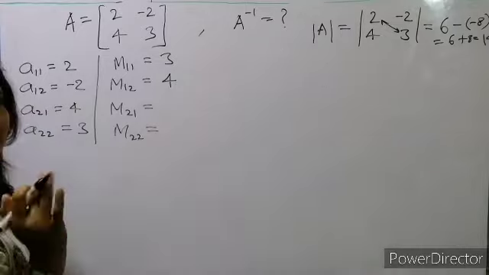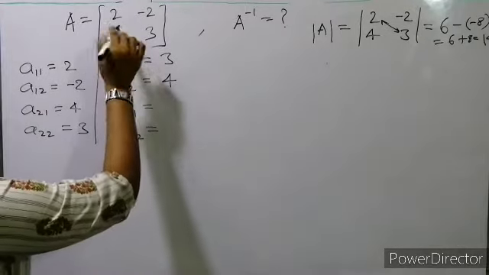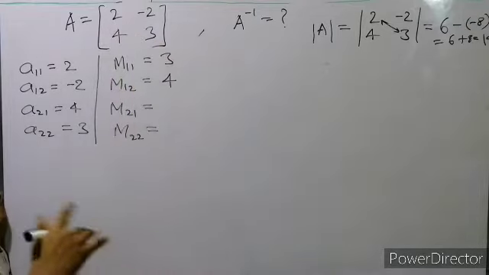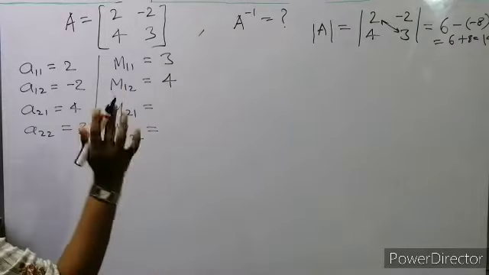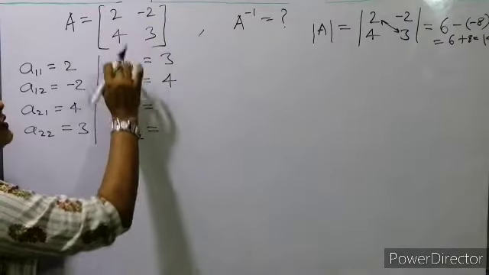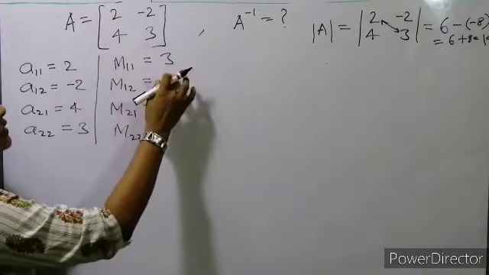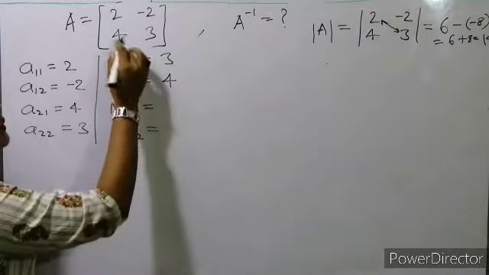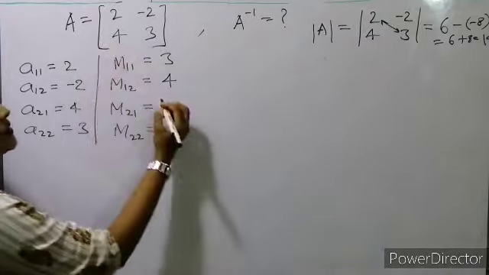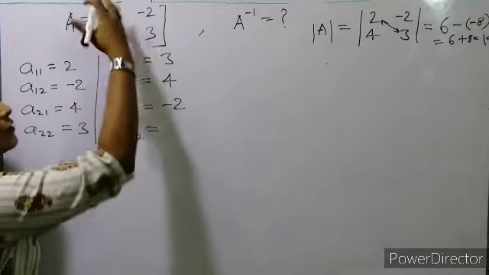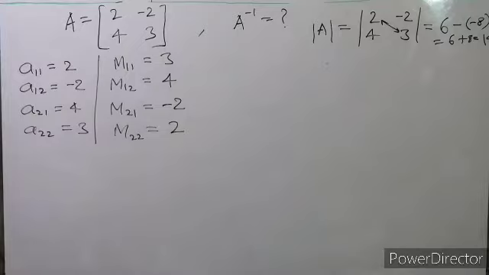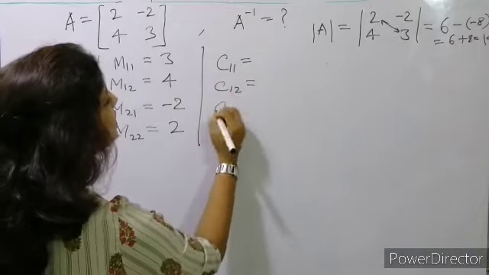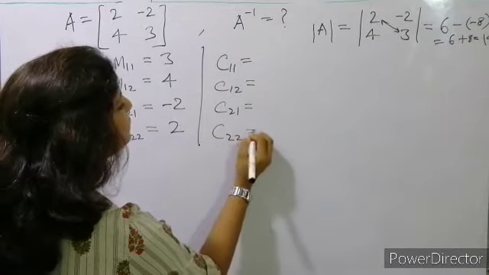Okay, there is a simple trick. Whenever you are asked for M11, directly take the diagonally opposite number. Whenever 1 1 is 2, the diagonally opposite number is 3. When asked for -2, diagonally opposite is 4. Similarly for 2 1, that is 4, diagonally opposite is -2, and for 3, diagonally opposite is 2.